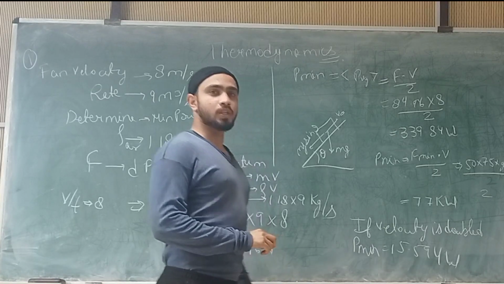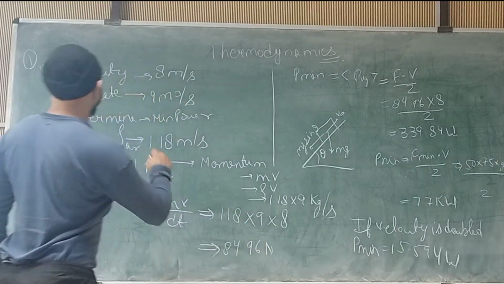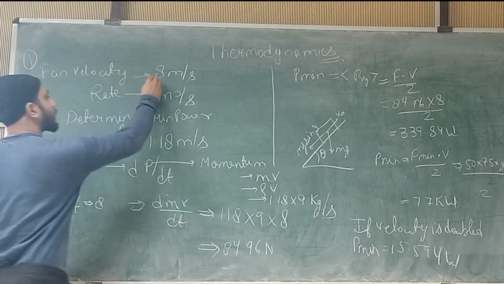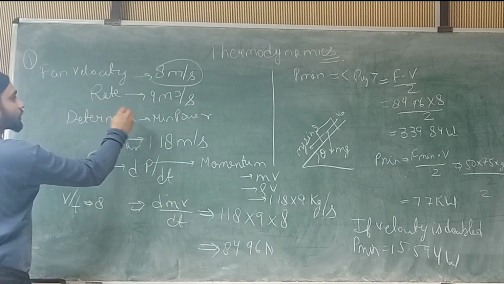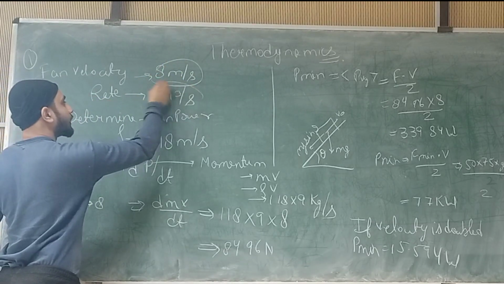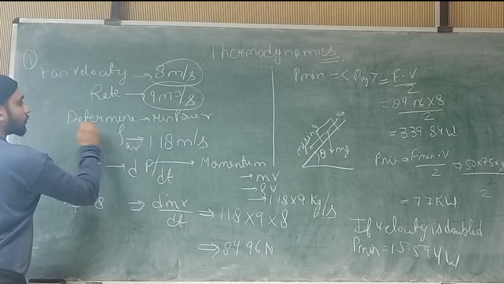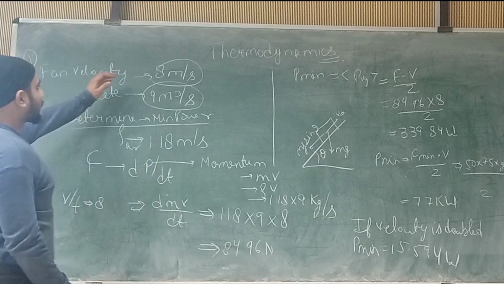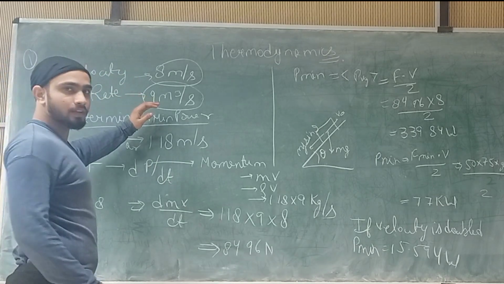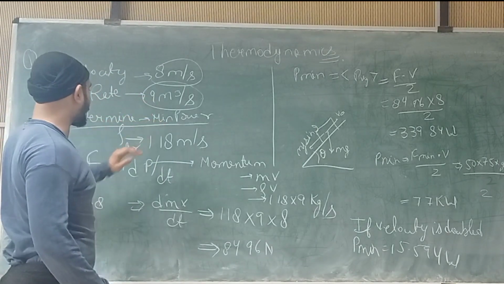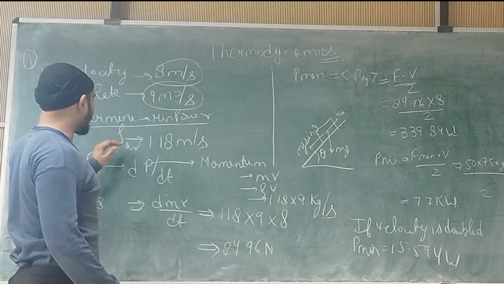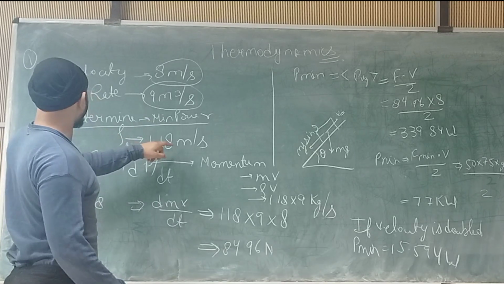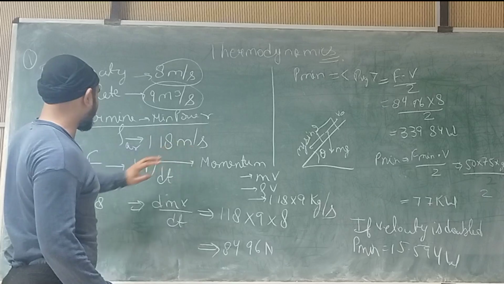Okay, so the first question is: it is given that the fan velocity is 8 meter per second, and the second thing which is given is the rate, which is 9 meter cube per second. We have to determine the minimum power needed to maintain this velocity and this rate, which we have to supply. The density of air is 1.18.